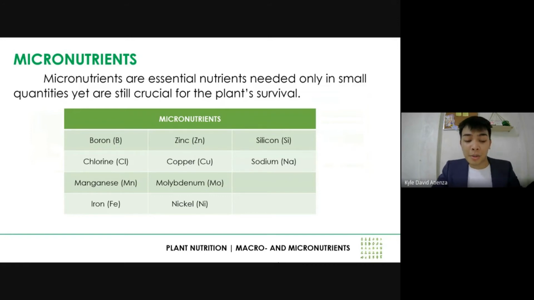In your self-learning module, there are two process questions after the discussion of the macro and micronutrients. The first is, what is the main difference between macronutrients and micronutrients? And the second is, considering that both types of nutrients are essential to plant survival, are macronutrients more important than micronutrients? Defend your answer. I'm pretty sure that we have not missed any important information to answer these two process questions.